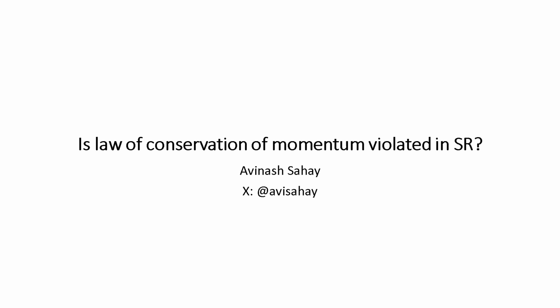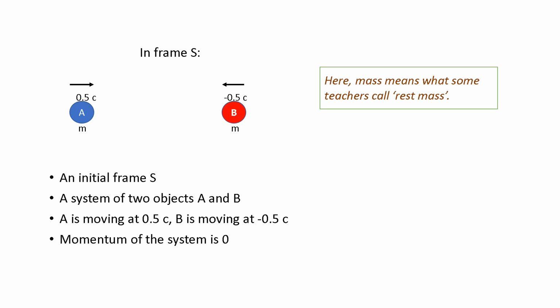I will consider a problem in special theory of relativity where it may appear as if the law of conservation of momentum is being violated. There is a system of two objects A and B. Each has mass m. As seen from an inertial frame S, A is moving at a velocity of 0.5 c and B is moving at a velocity of negative 0.5 c, where c is the speed of light.